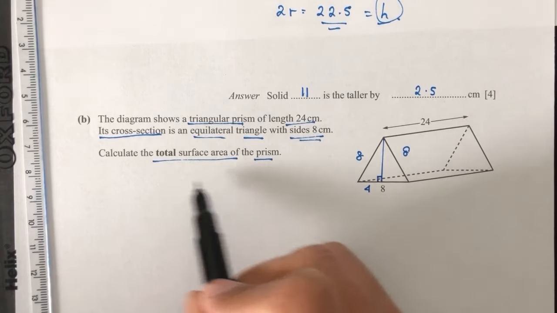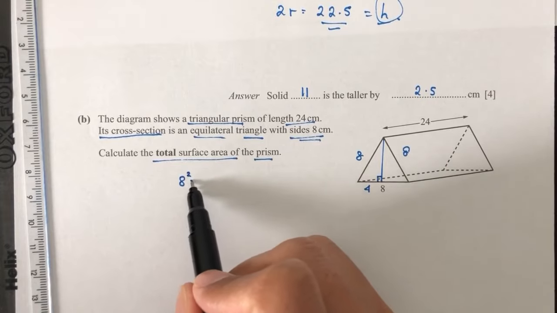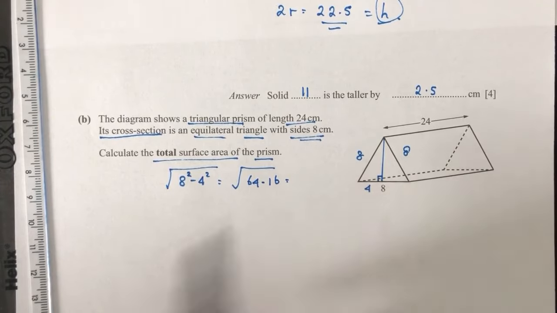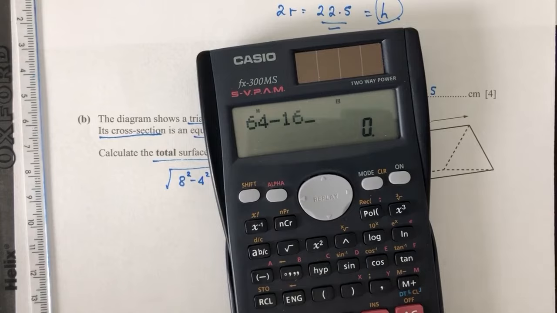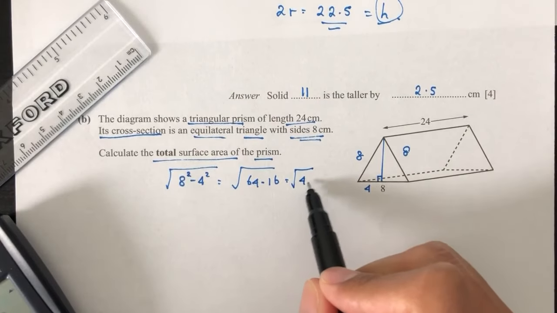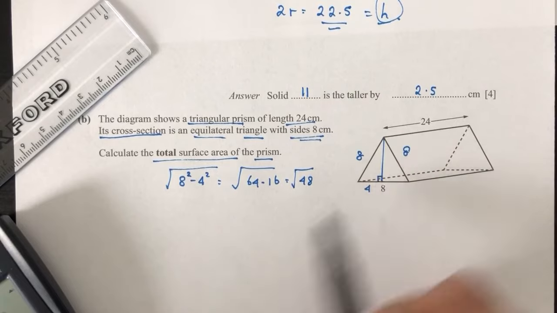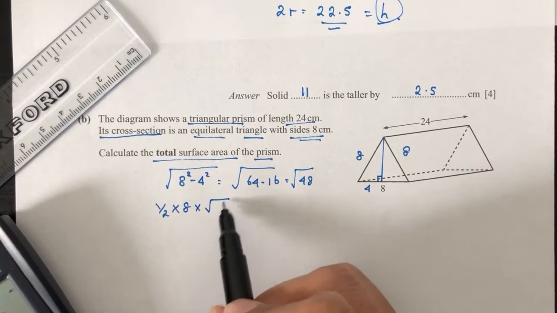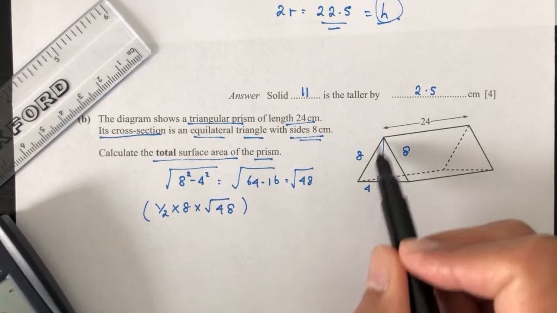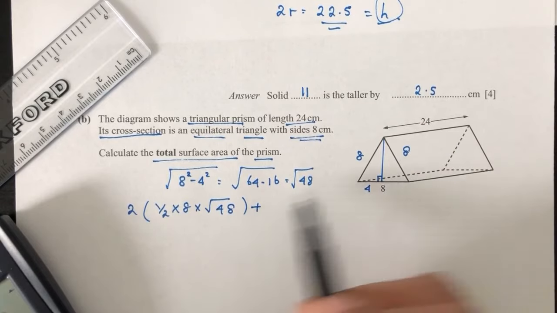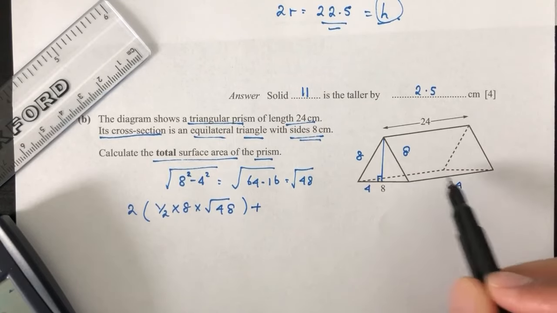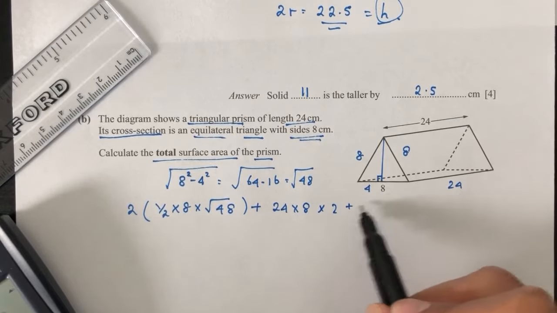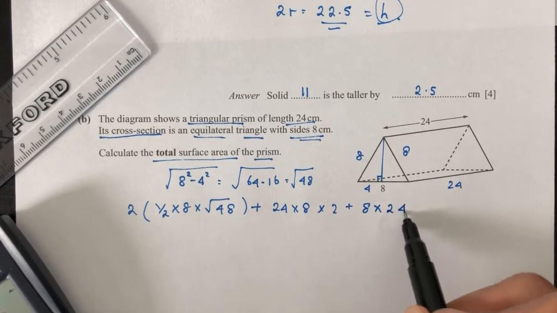This side will be square root of 8 square minus 4 square. That will be 64 minus 16. So 64 minus 16, that will be 48. So this side will be square root of 48 by the Pythagoras theorem. Area of this triangle will be half times base, which is 8, times root 48, times 2 because we have this one and the back one. And plus this side is what? This is 24 times 8 times 2. We have this, and the bottom one will be 8 times 24 as well.